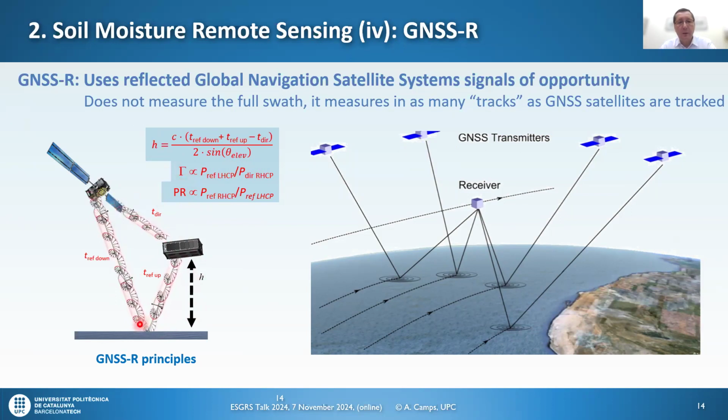And actually, we will not get just one point, but we will get as many points over the surface as reflections from the signals that these navigation satellites are transmitting that our receiver can track. So a more powerful receiver will be able to track more simultaneous reflections, and we will have more tracks on the ground. It's not a full swath that this type of instrument measures, but just lines, more or less parallel to the subsatellite point.